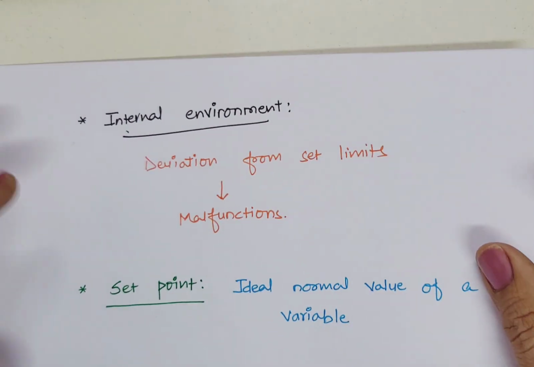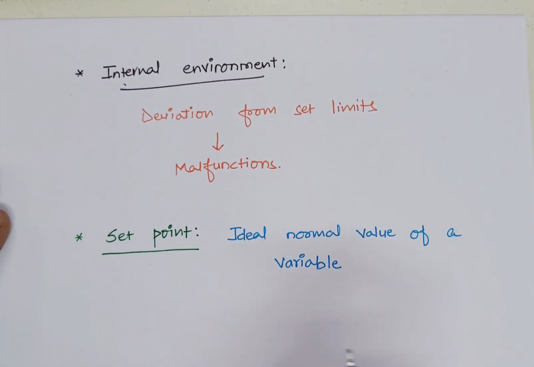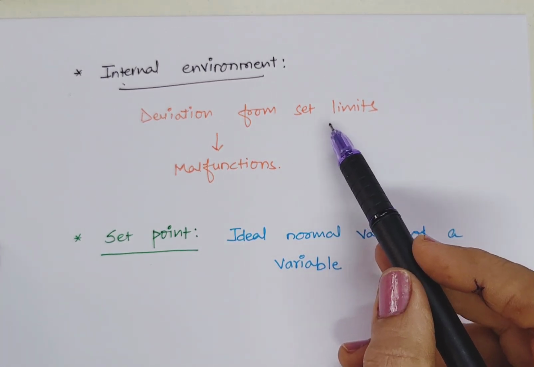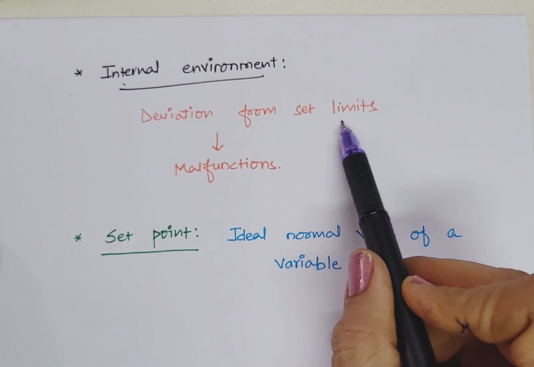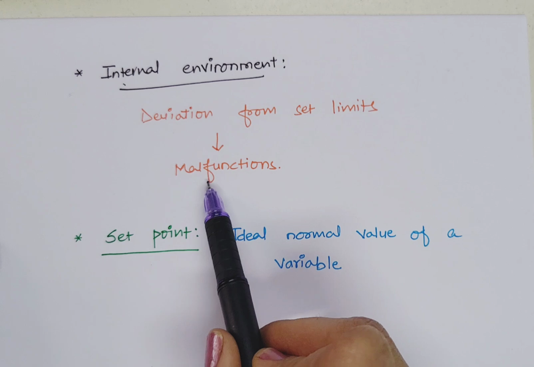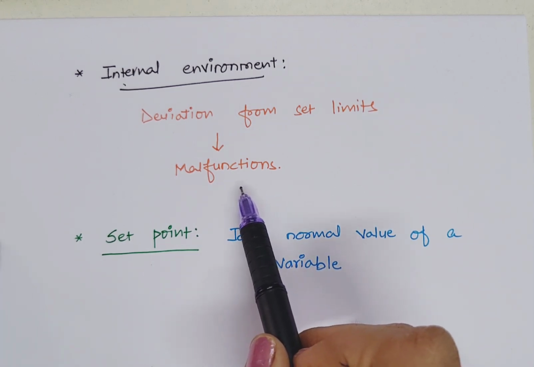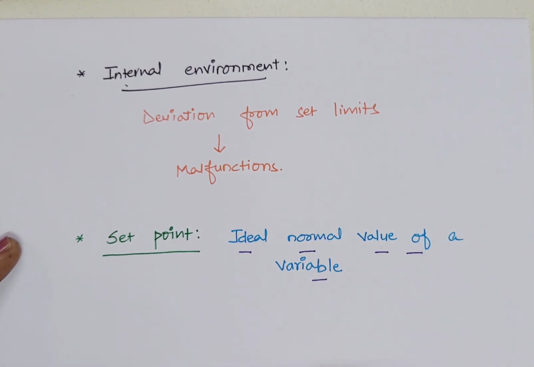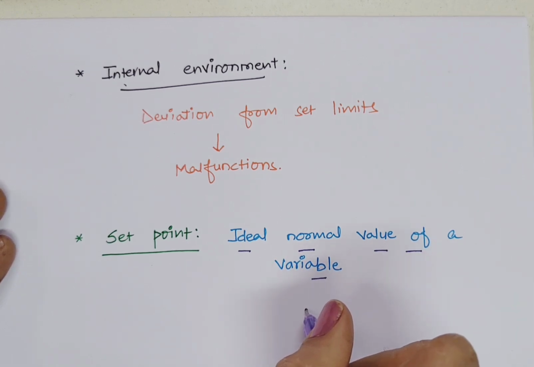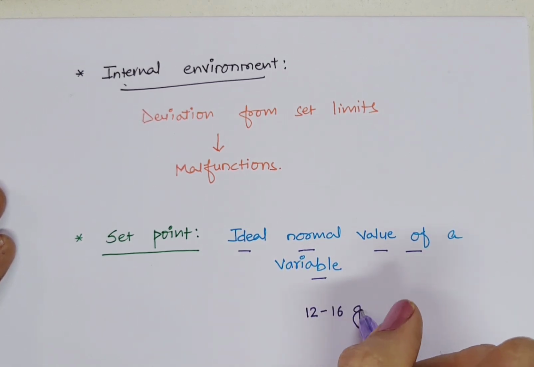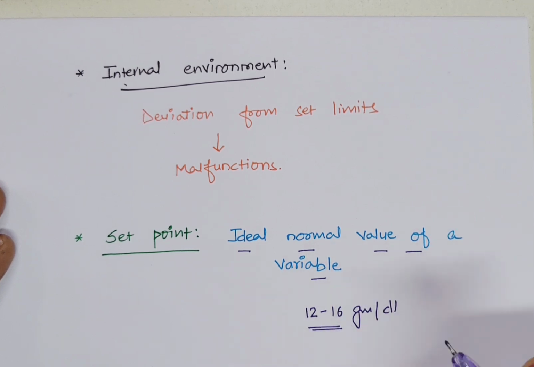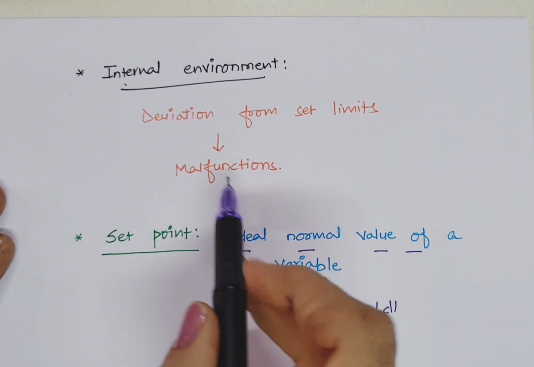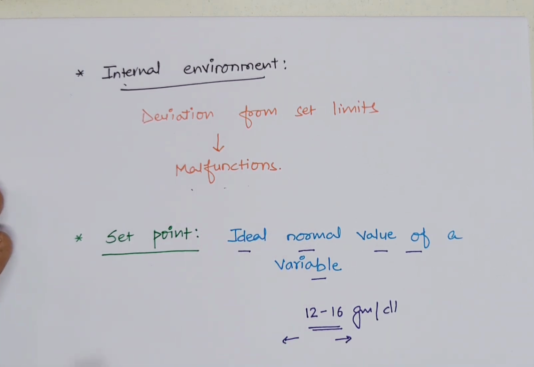Now, what is the deviation of internal environment? When our internal environment deviates from the set point, that results in malfunctioning. What do you mean by the set point? Set point is the ideal normal value of a variable. For example, if I say my hemoglobin concentration is between 12 to 16 gram per deciliter, this is a set point. When it is less or more, then our body suffers from malfunction. So this is the set point, the ideal normal value of a variable.